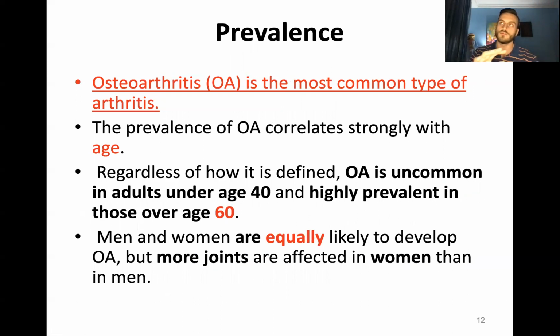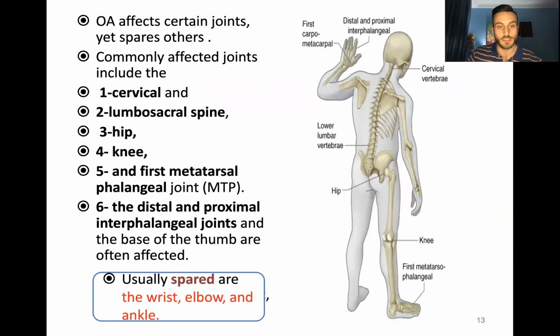So we have a lot of types of arthritis. The most common, osteoarthritis. Primary or secondary? Primary is the most common. Secondary, we have many causes. Osteoarthritis is uncommon in adults usually, but after 40, 60, it will be getting more and more.